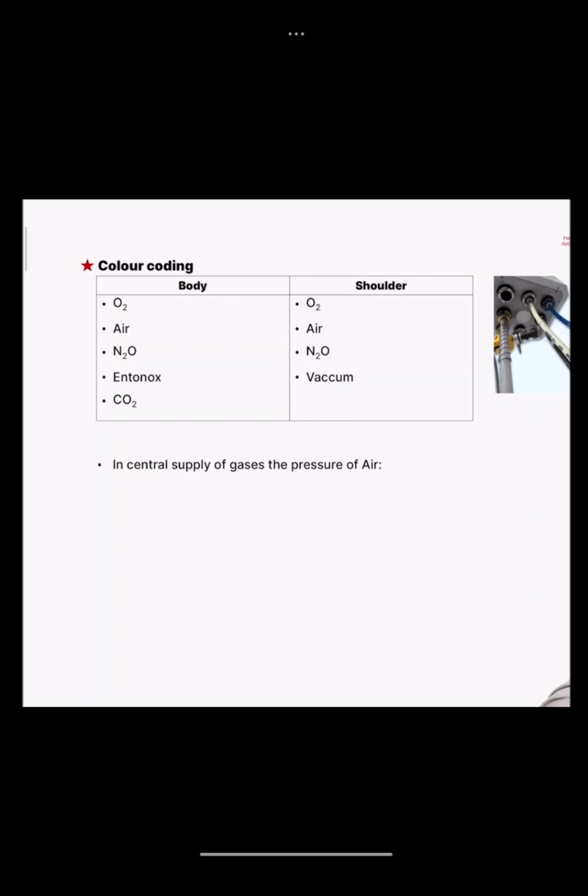Now for oxygen, what is the color coding? For body and shoulder there is different color coding for the oxygen cylinder. So everyone, you have to remember the body color of the oxygen cylinder. Remember guys, if you keep a bodyguard with you, what will be the color of his dress? He will be wearing a black suit with white shoulder cufflinks. Oxygen is like a bodyguard to us during the surgery. So it will be black body and white shoulders.